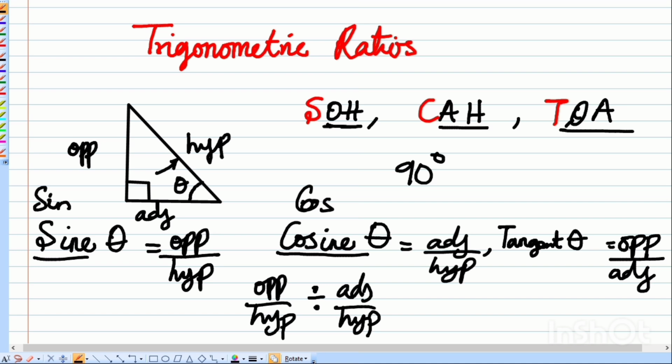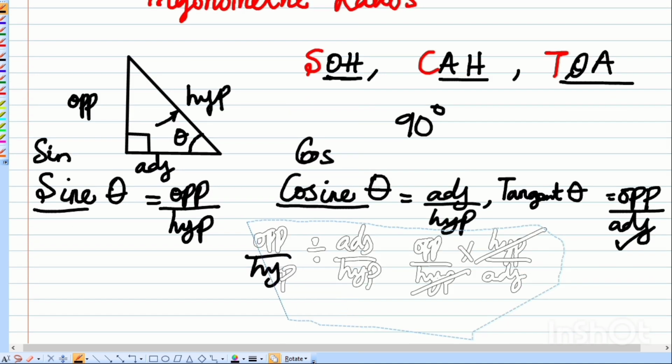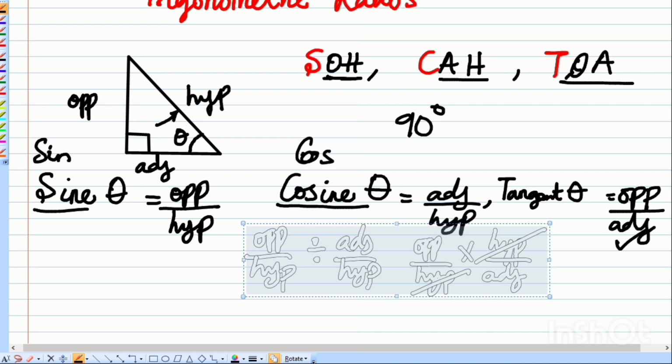Let's solve that. Tan will be equal to opposite over hypotenuse. Change to times now: I have hypotenuse over adjacent. So hypotenuse will cancel hypotenuse. What do we have? Opposite over adjacent, which is the same thing here. So tangent is the ratio of sine and cosine. Okay, so if we know that, I think that's a good way to start.